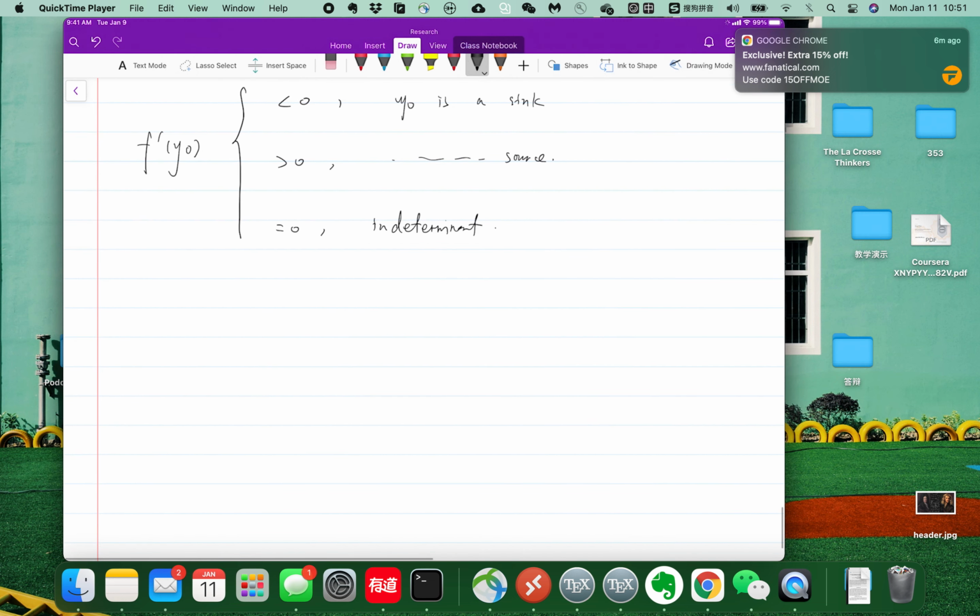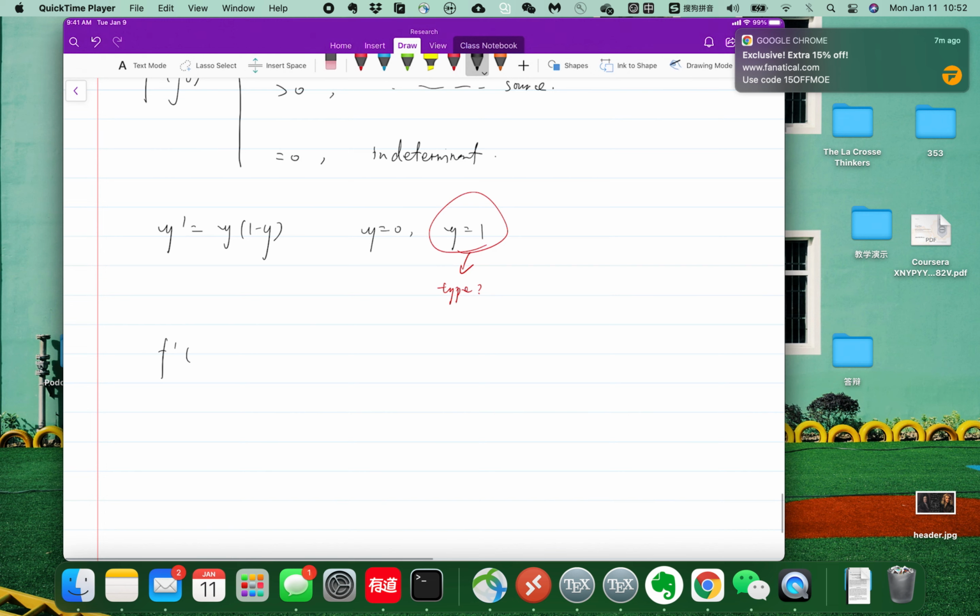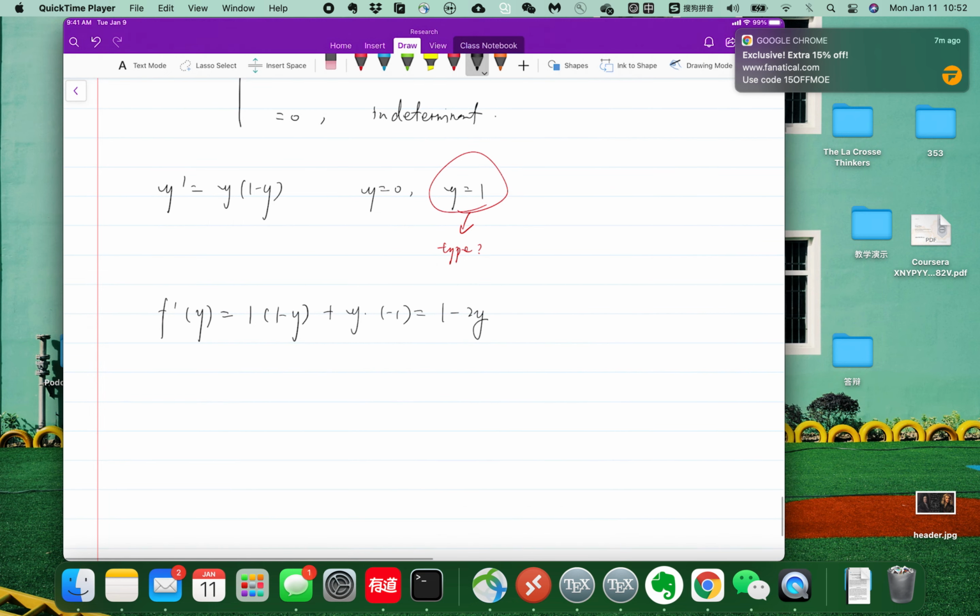Okay, so for example, next time what we can do is we can take y prime equals y times 1 minus y. We know y equals 0 and y equals 1. We want to know, is this a sink or source? So type. One way to do it is actually draw the whole line and try to do all these and get it. But another way to do it is simply take this one and take the derivative. And then plug in 1. Less than 0, therefore sink.